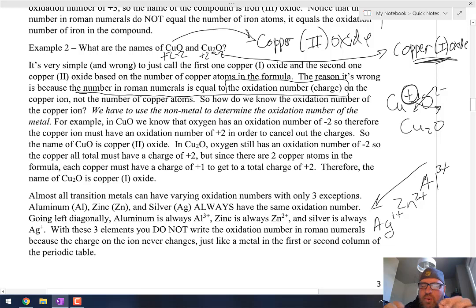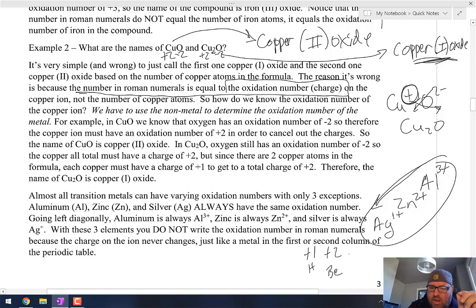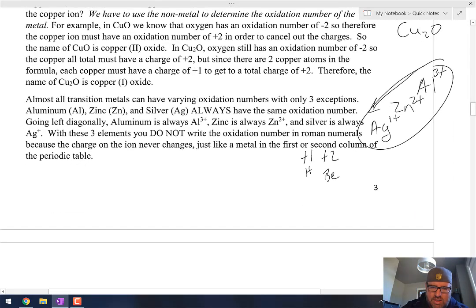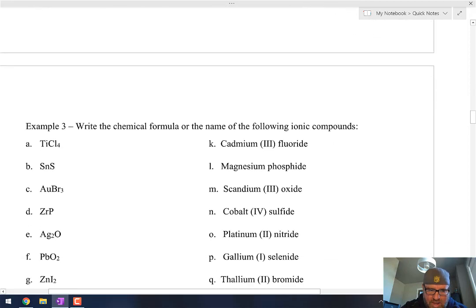Now, the reason that's important is it means that with these 3 elements, plus those first 2 columns, the +1 and the +2 columns, the hydrogen column and the beryllium column, you don't use Roman numerals. And here's where you have to remember: do I use Roman numerals here? Do I not use Roman numerals here? You only use Roman numerals on elements whose charges, whose oxidation numbers, can change. If they don't change, then you don't use Roman numerals on it.